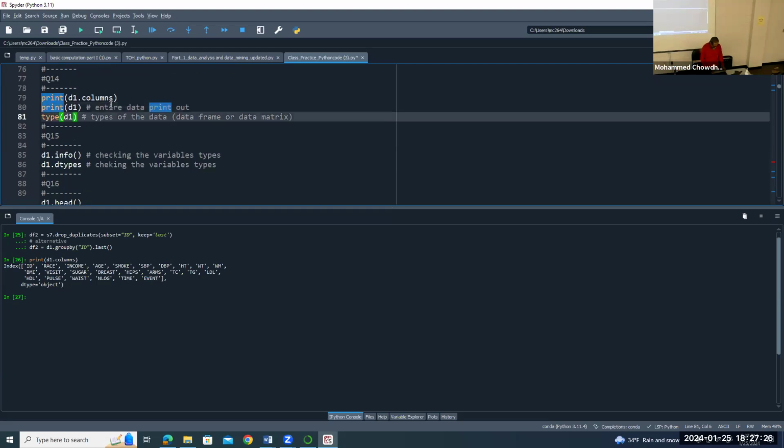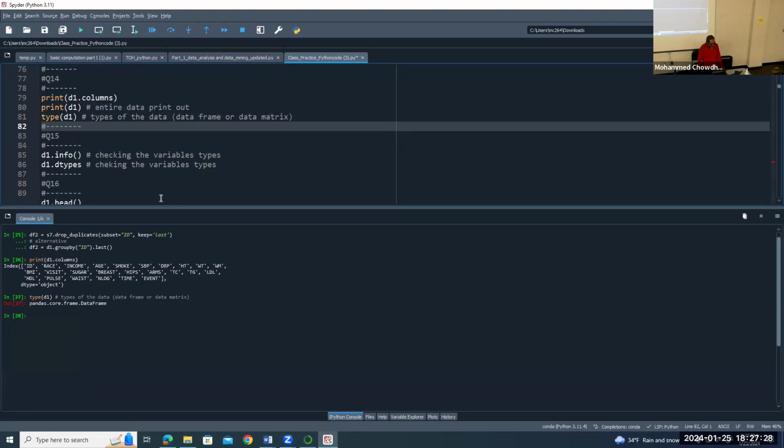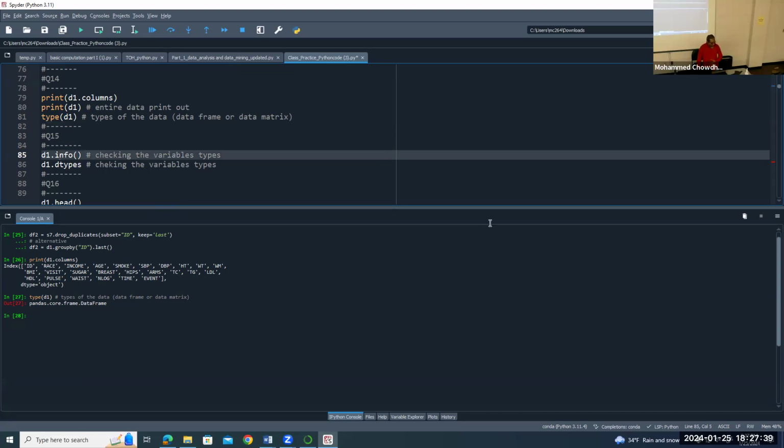So then data type, what type of data? This is the data frame, which we see, a pandas core frame, data frame. Okay, now if I want to find D1.info, checking the variable types, I want to see how the variable types are.